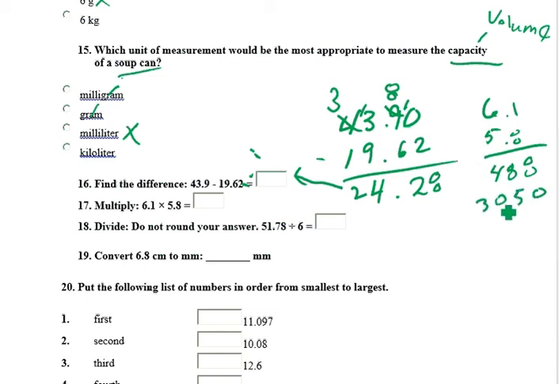So 8, 13, carry a 1. 4 and 1 is 5. 35, 38, and then we have 2 decimal spots. So we've got to move this over 2 decimal spots. And that makes sense. 6.1 is about 6, 5.8 is about 6. 6 times 6 is 36. So that's a good answer. I like that.